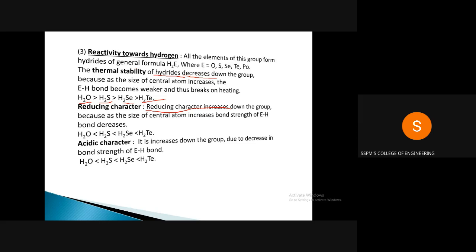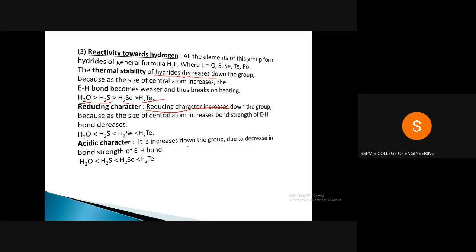Because hydrogen bonding means what? It is a bond between hydrogen and an electronegative element. So in the oxygen family, oxygen is more electronegative than any other element. Hence, it forms a stronger bond with hydrogen.